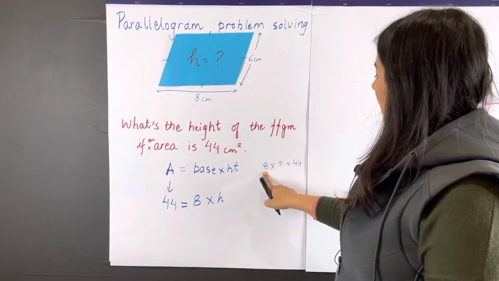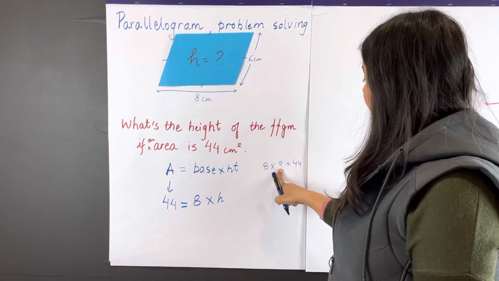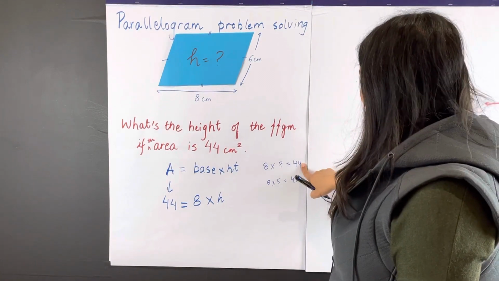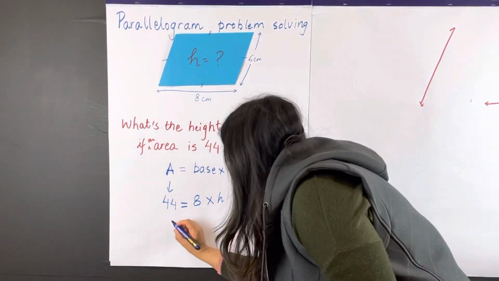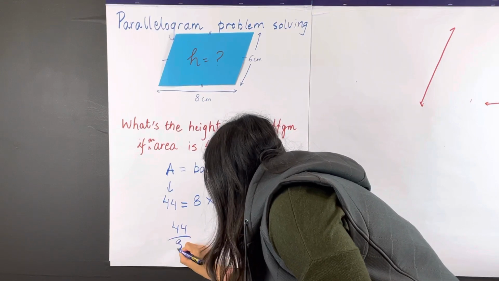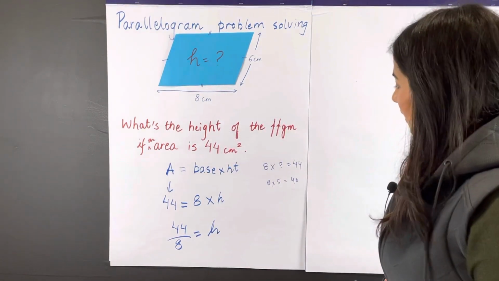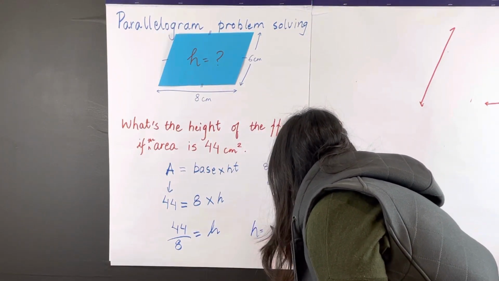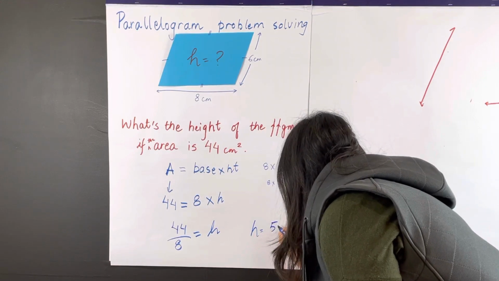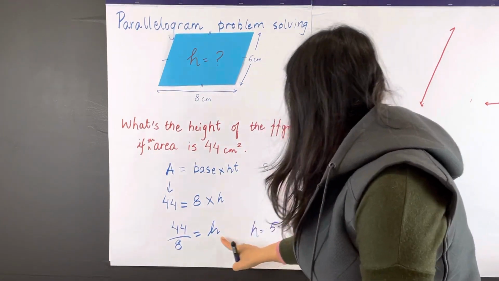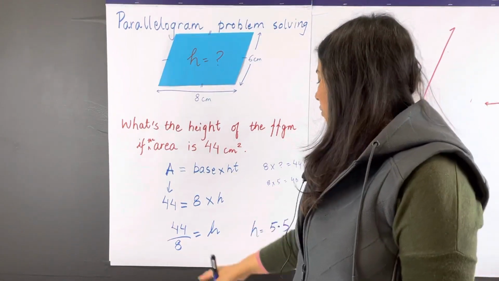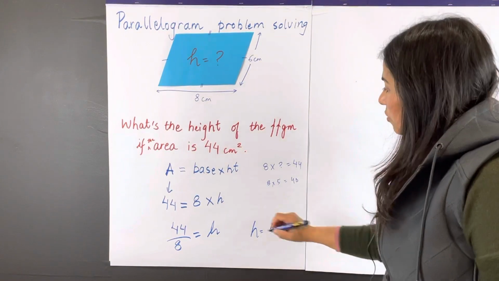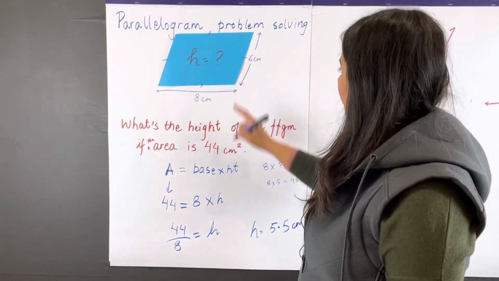Okay, so if you just look at 8 times 5 is 40. And this is a bit more than that, it's 4 more than that, right? So what you can do is 44 divided by 8 is going to give you the exact value of h, and it has to be more than 5. So 5.5. 44 divided by 8 should give you 5.5 because 8 times 5 is 40 and half of 8 is 4, so 44. And that's your height in centimeters because all the other measurements have been given in centimeters.